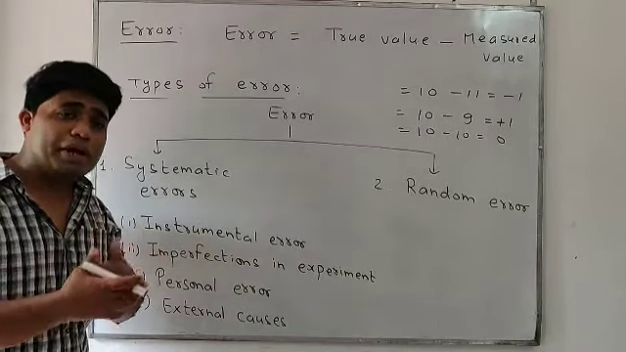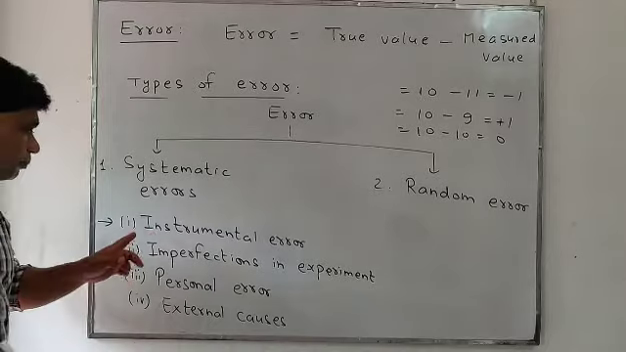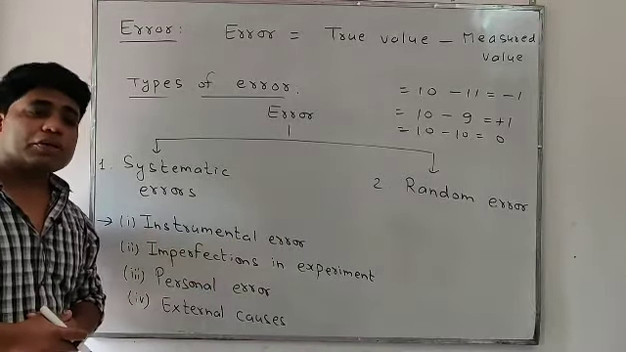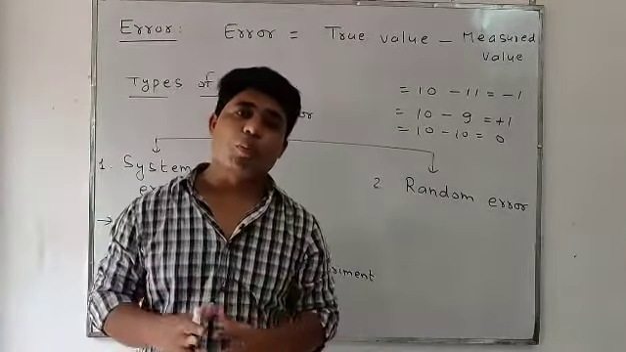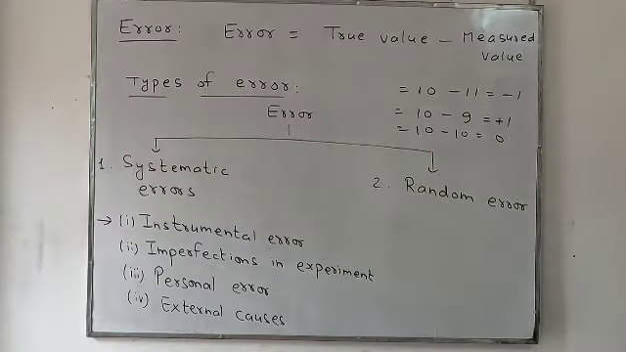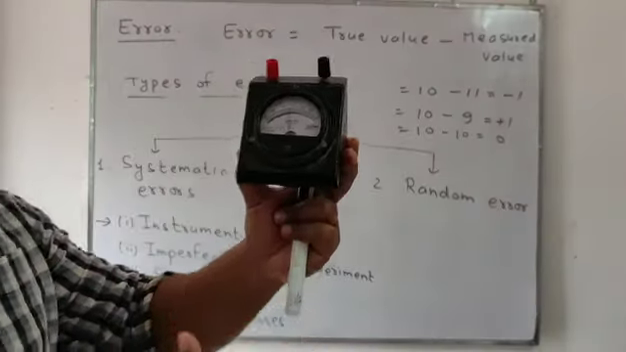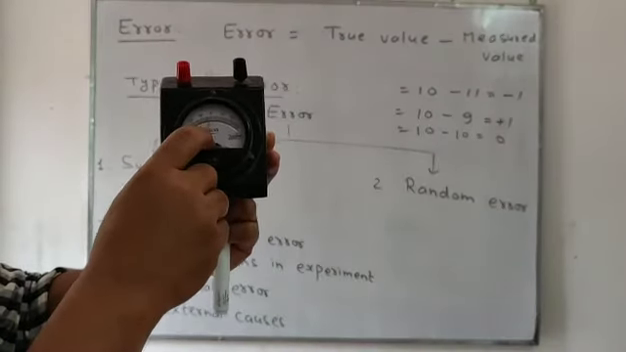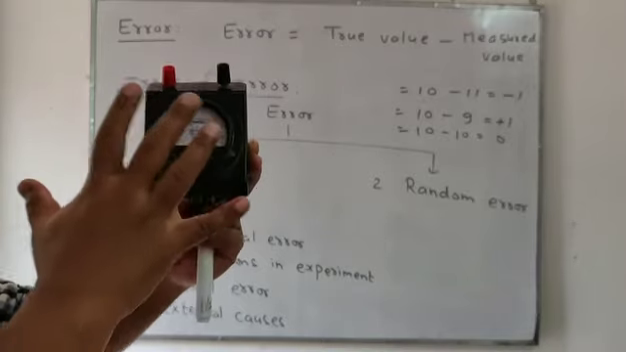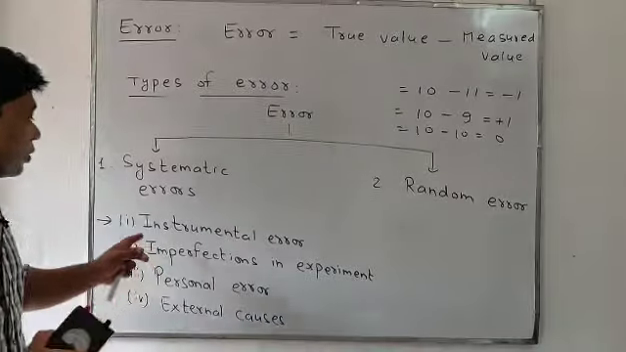Systematic error can be eliminated. The main reason for this systematic error is instrumental error. Sometimes the instrument is not proper, it is showing the zero error. I will give you an example. See students, in this galvanometer, this needle is not at 0, so it will not show the zero deflection. So the instrument is not correct. Such error is called instrumental error.